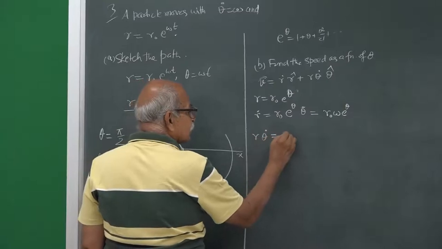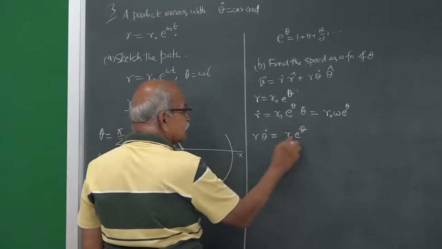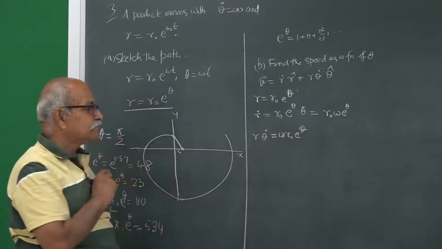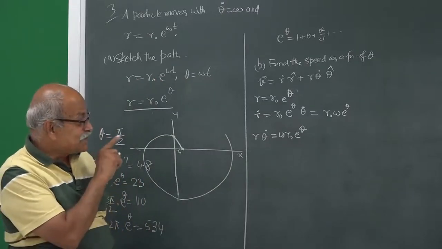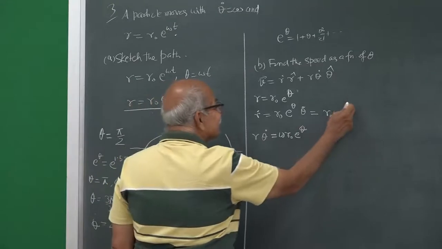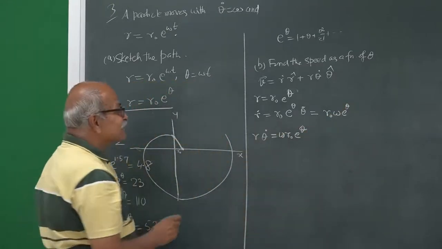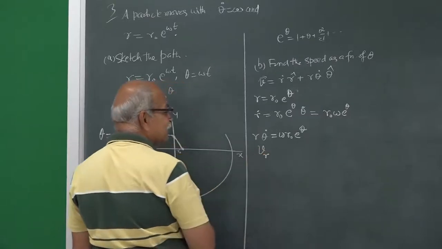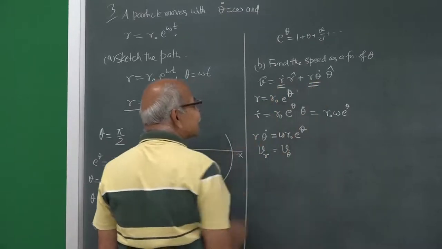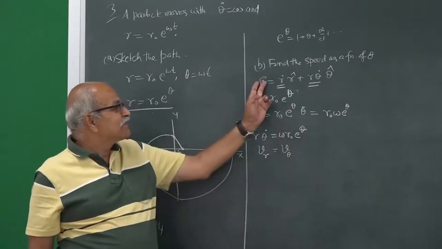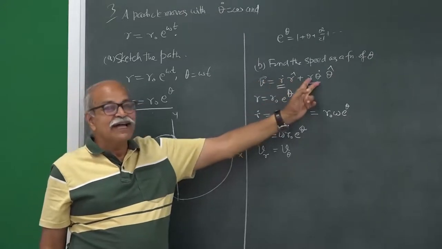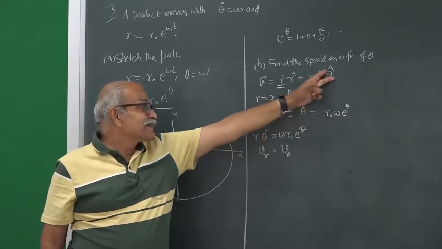And what is r theta dot? r theta dot is r naught e to the power theta, this is r, and then theta dot, and theta dot is omega. So this is r theta dot. What you see is r dot is same as r theta dot. That means Vr, the r component of the velocity, is the same as the theta component of the velocity. The component of velocity in r cap direction is the same as the component r theta dot in theta cap direction.